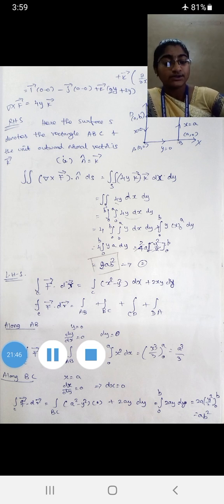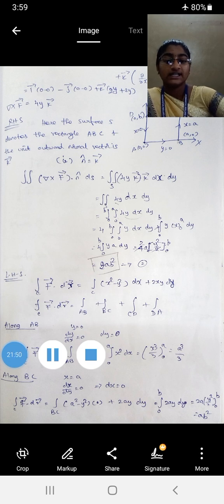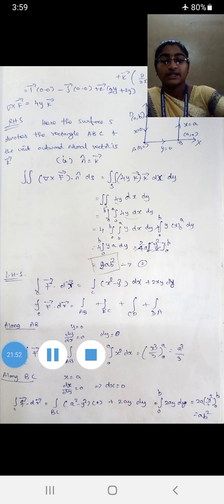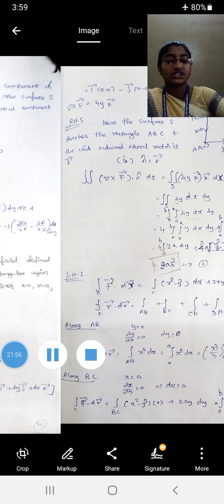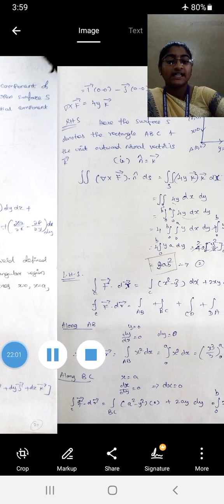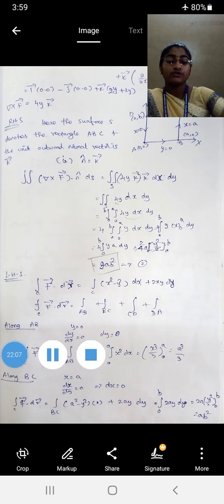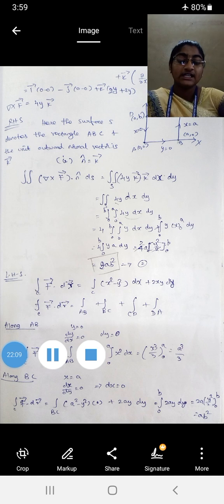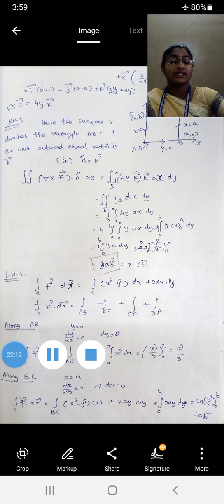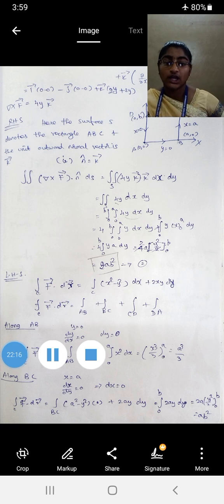Now we have to substitute this value of y and dy as 0. Now to take the integral, integration over C of f vector dot dr vector is nothing but integration of x square dx. The limit is from 0 to a, because this is going along A to B, so 0 to a. When we solve for x square we get x cube by 3 with the limit 0 to a, if we substitute the upper limit we get a cube by 3. Thus we find the value along AB.